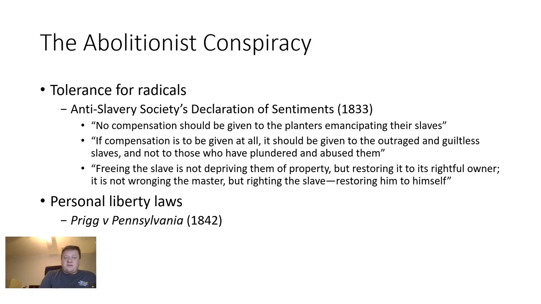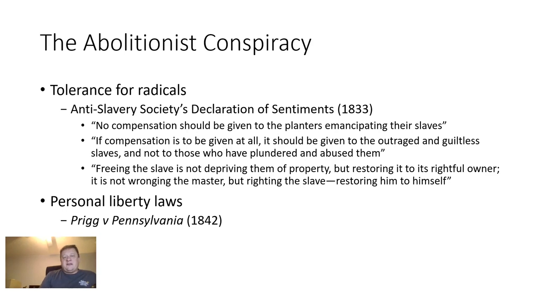Now, Southerners, though, believe pretty much the same thing of Northerners. Southerners are going to see a lot of things that Northerners are doing that they don't like. One of the things that Southerners don't like about Northerners is that they're really tolerant of radical abolitionists like Lloyd Garrison and the Anti-Slavery Society of America.